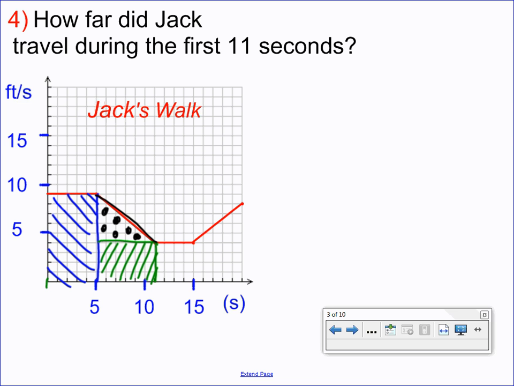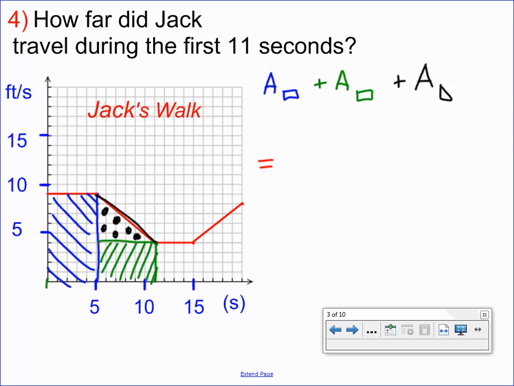So here we go. Let's go ahead and do our area calculation. So we've got the area of the blue rectangle combined with the area of the green rectangle, combined with the area of the black polka dotted triangle. That should give me an approximation for the distance traveled during the first 11 seconds.